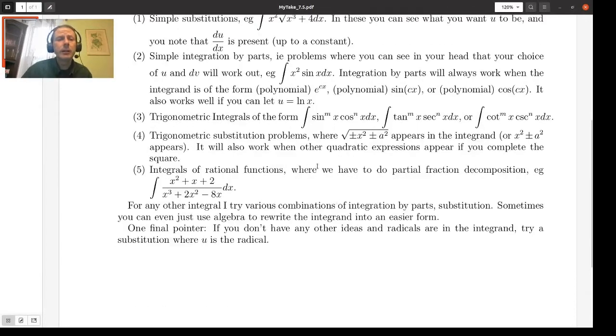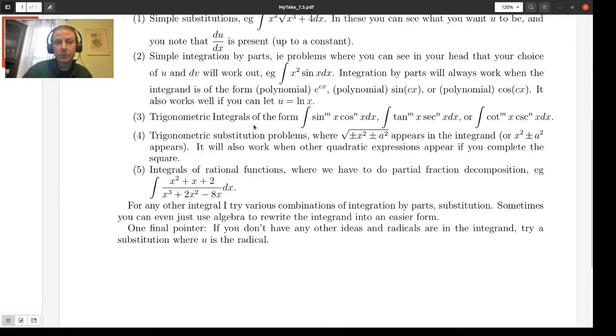Then we learned a lot of very specific integration techniques: trigonometric integrals of certain forms, when you've got powers of sines and powers of cosines, or powers of tangents and powers of secants, or powers of cotangents and powers of cosecants. We learned techniques to deal with that.